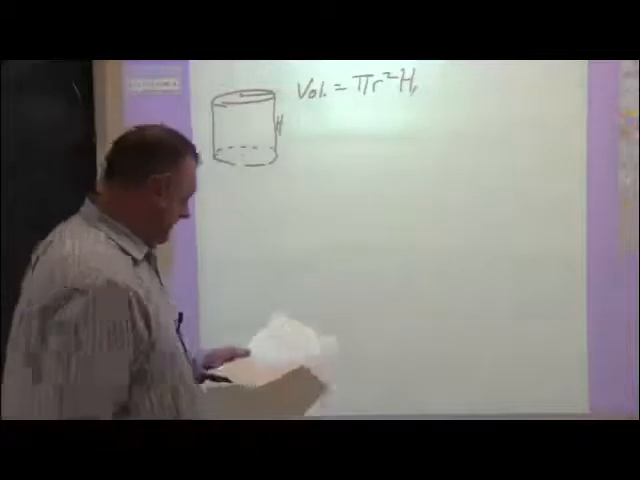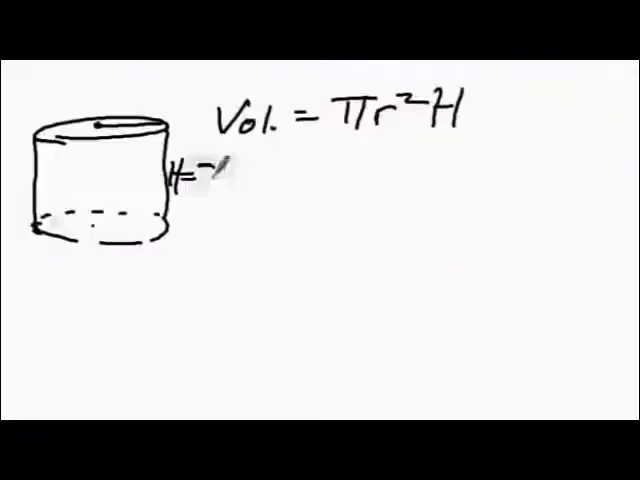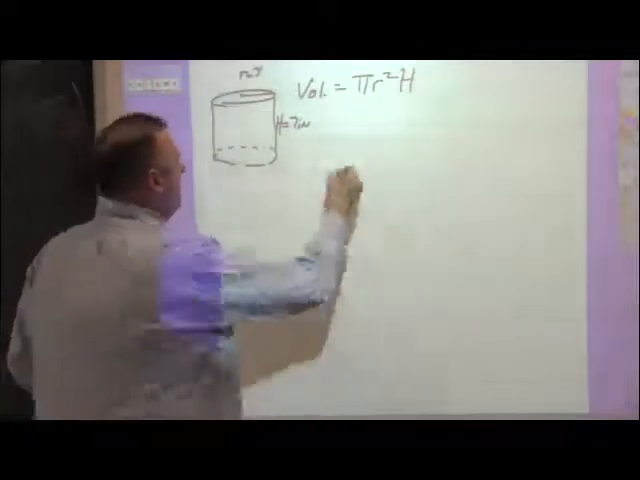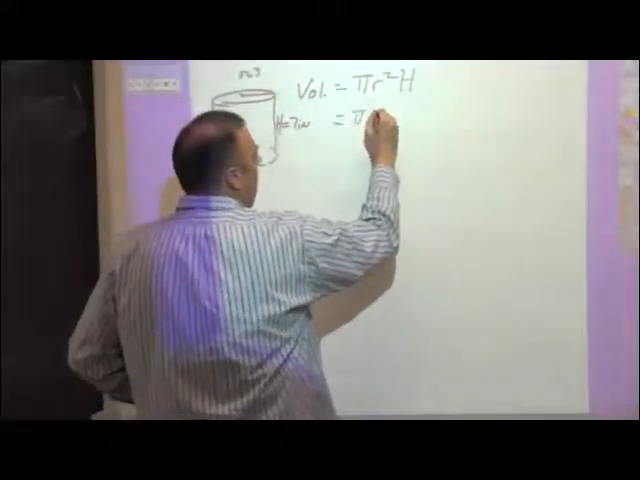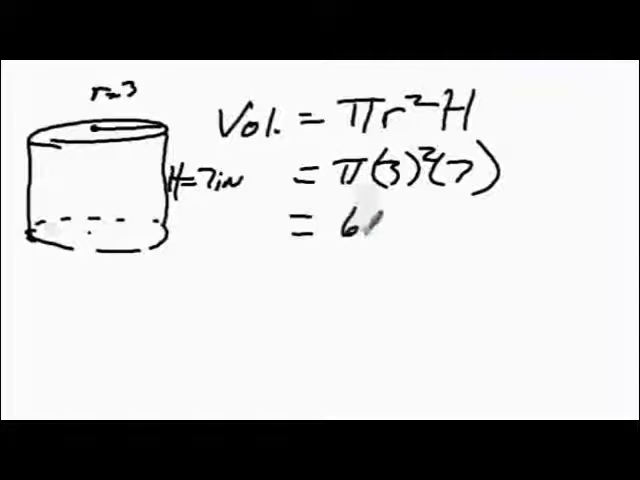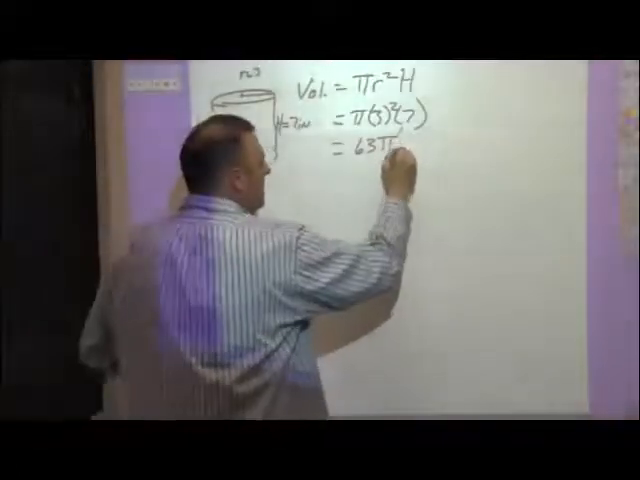Let me give you some numbers. Let's say the height is 7 inches. I'll tell you the radius is 3 inches. Now all we got to do is plug and chug. Plug numbers in, do the math. So you're going to have pi times that radius, which is 3, squared, times your height, which is 7. Now you can leave your answer in terms of pi. That would give you 63 pi. The units would be inches cubed.